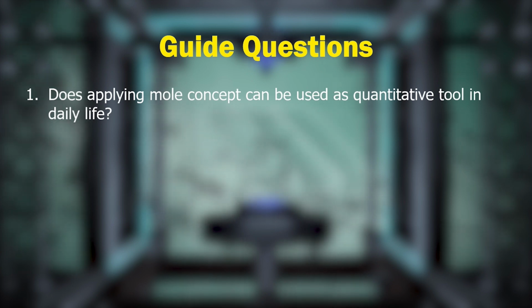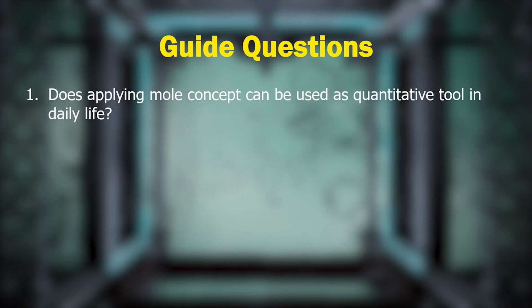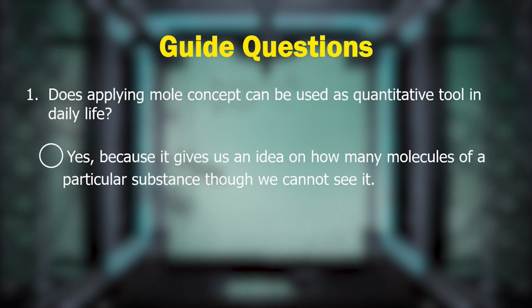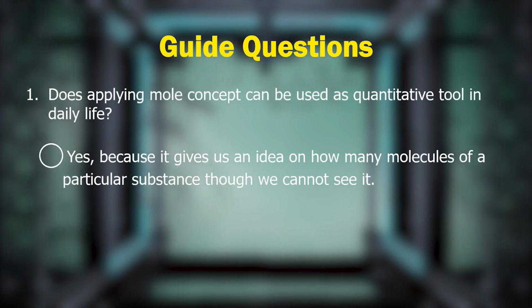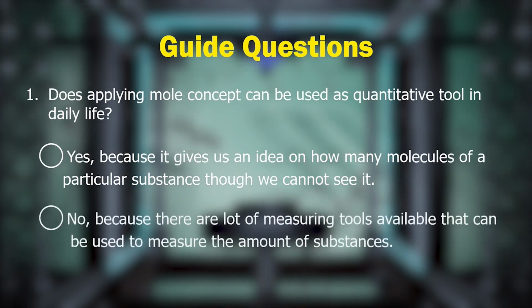Questions. Number 1. Does applying mole concept can be used as quantitative tool in daily life? Yes, because it gives us an idea on how many molecules of a particular substance, though we cannot see it. No, because there are a lot of measuring tools available that can be used to measure the amount of substances. Check your answers on the screen. Yes, it is because it gives us an idea on how many molecules of a particular substance, though we cannot see it.